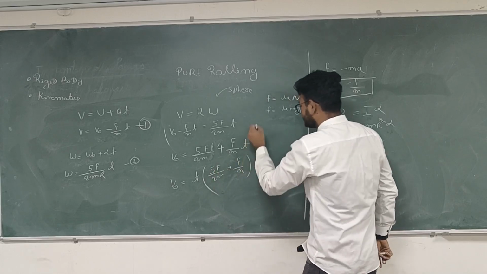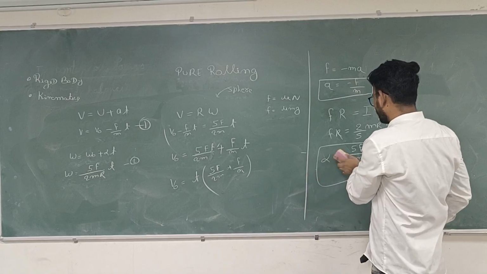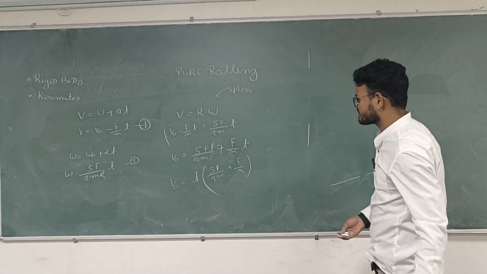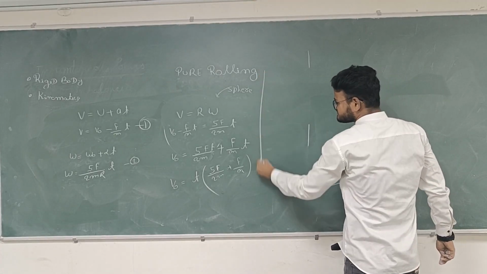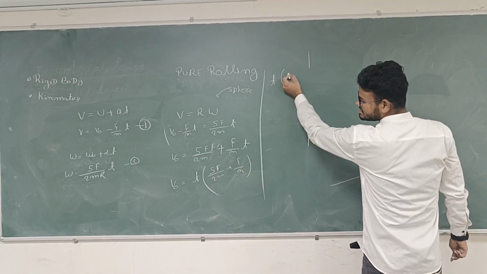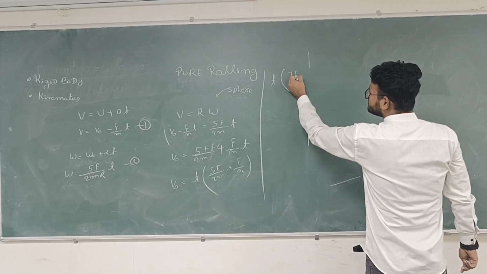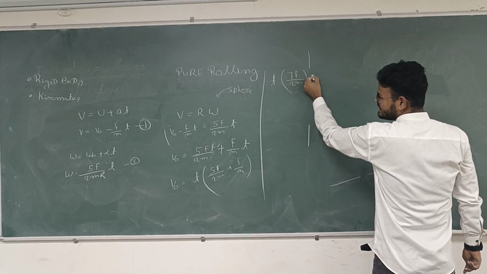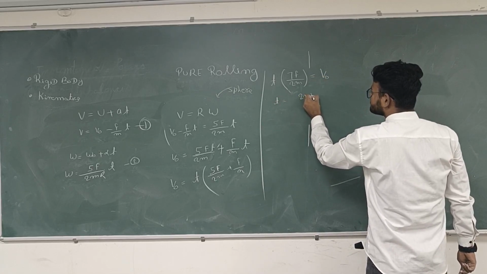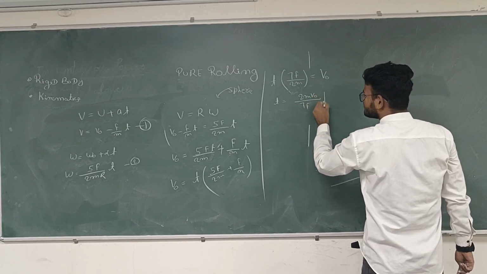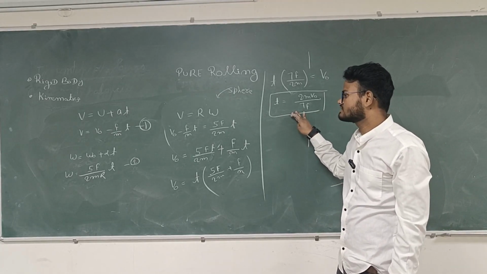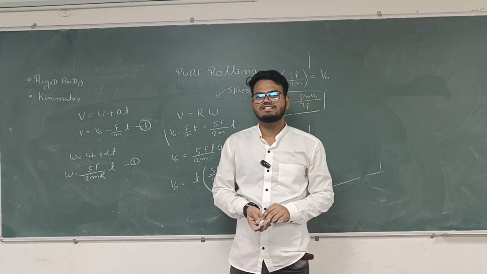So we can write t times 7F by 2m equals v naught, and from here t equals 2m v naught upon 7F. So this is the time when the body starts pure rolling motion. So that's all for this lecture. Thank you.